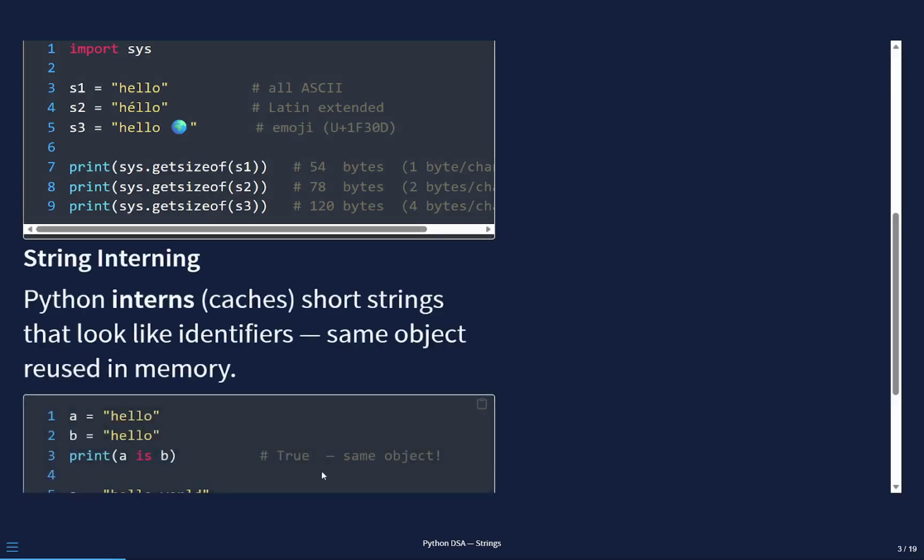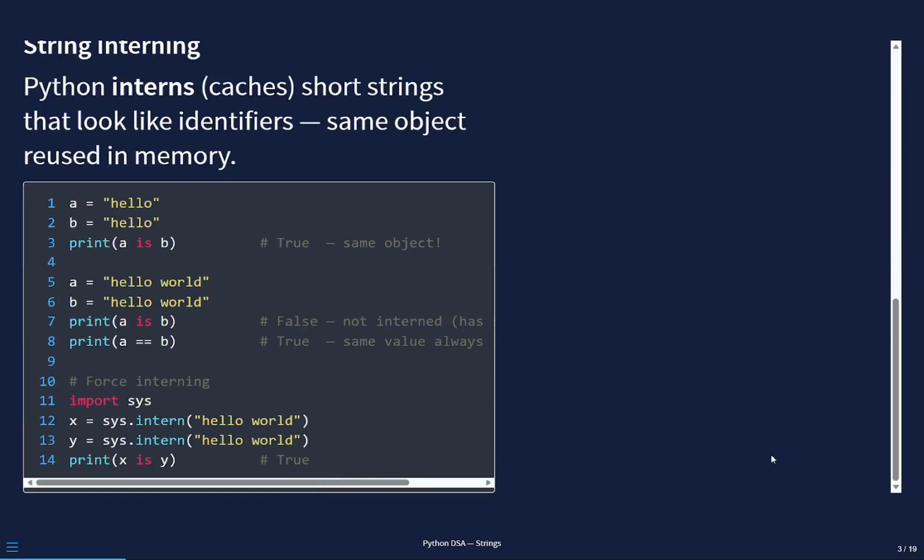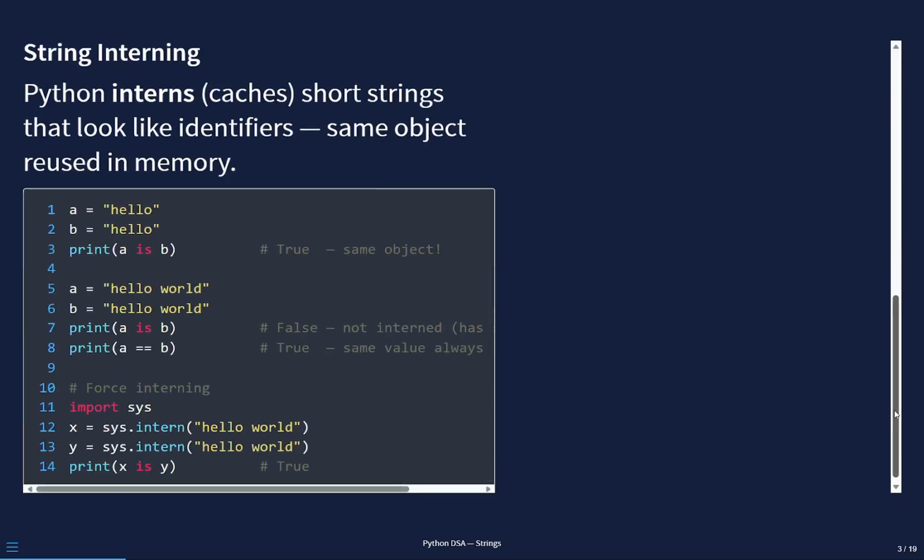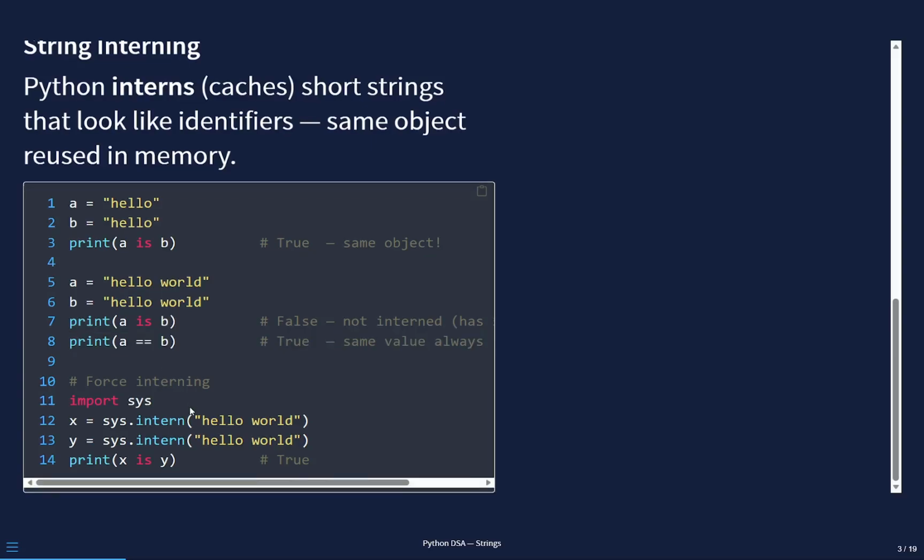String interning is Python's optimization for short, identifier-like strings. Python caches them and reuses the same object in memory. Hello assigned to 2 different variables ends up being the same object. a is b is True. But hello world with a space is not interned. It gets 2 separate objects, so is returns False. == for value equality will always work. is for identity should never be used for string comparison unless you understand interning deeply.